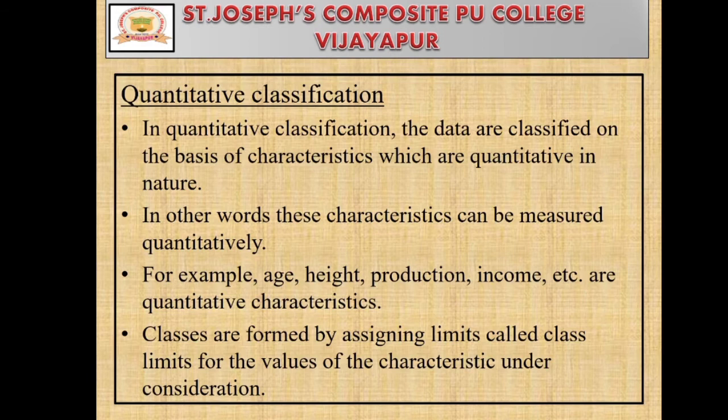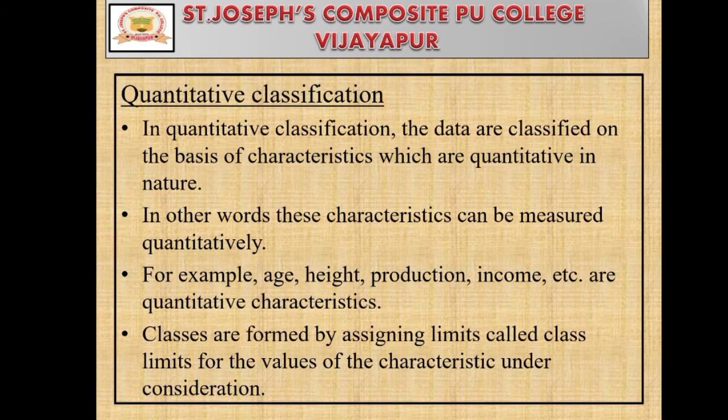If the classes are formed by assigning limits, then they are called class limits. So what is class limit? Class limit means the two ends of a class. That means the classes are assigned different limits for the values of the characteristics under consideration, and that is the class limit. So this is regarding the quantitative classification.